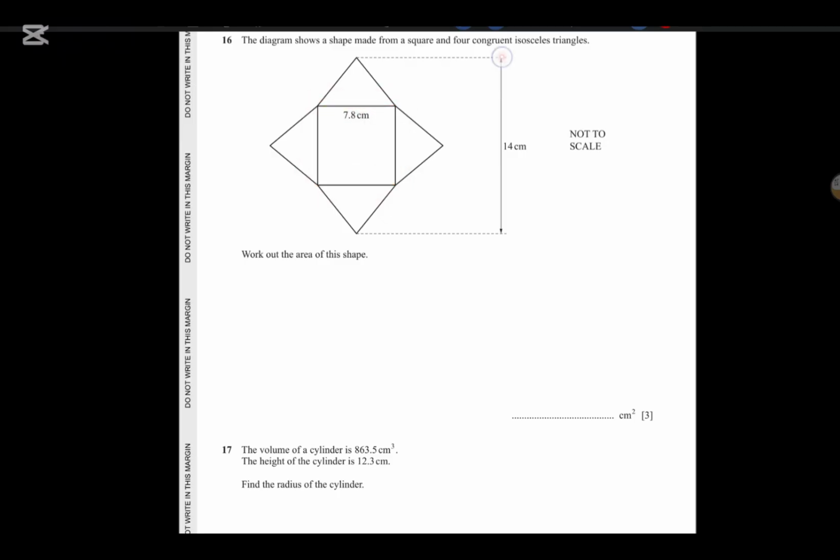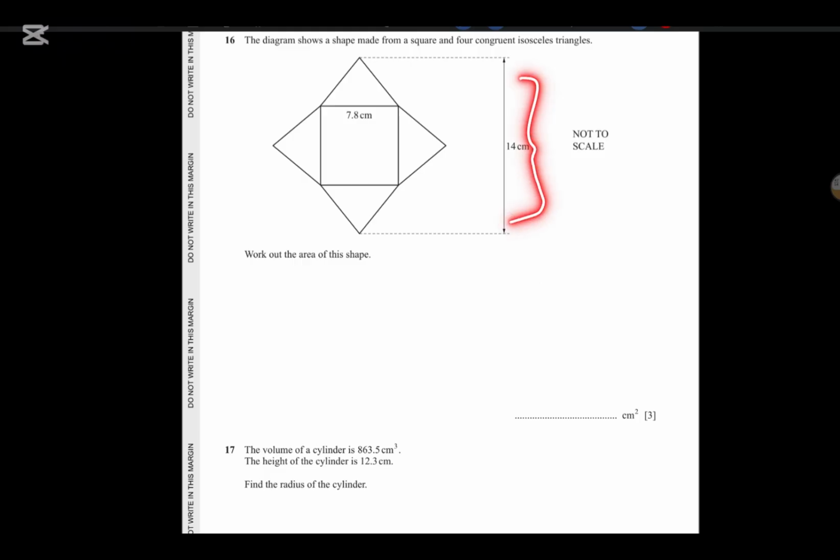And from this point to this point, they gave us the measurement, that is 14. So now to find the area of the square, we know that we have to do 7.8 into 7.8. But to find the area of these four triangles, we need the base. So base we know, this is the base of each triangle. But what about the height? We don't know the height. So to find the height, we have to use this line. And from this line, you subtract this part. If you subtract this part, this will be left out, which will be the height.